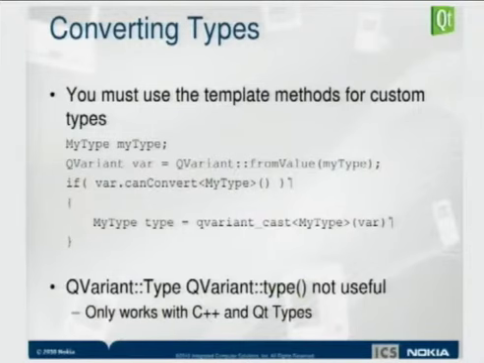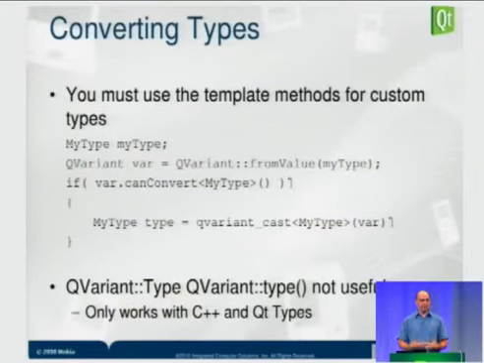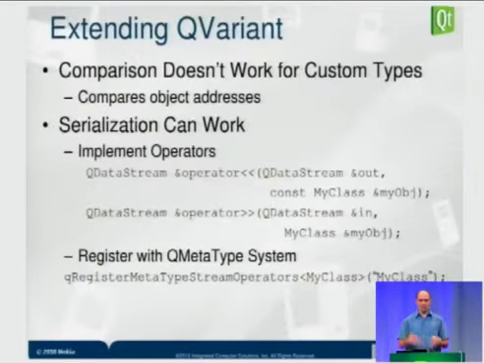Also, when you use your own custom types with QVariant, the comparison functions no longer work. For native types and Qt types, you can say if variant equals some other variant, equality operator, do something. That no longer works with your custom types. You're going to have to convert them back to your type and compare them yourselves.